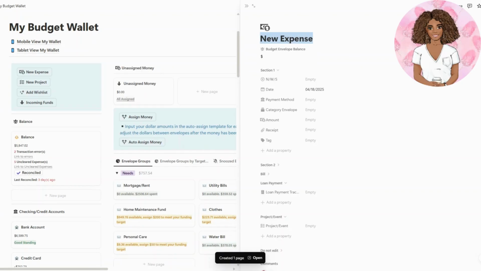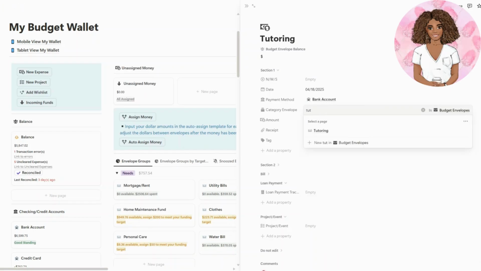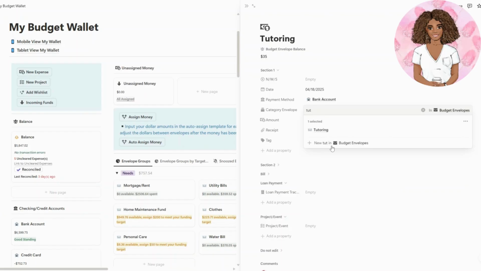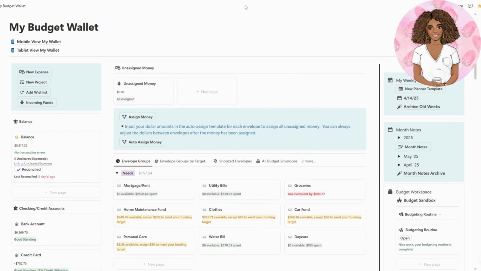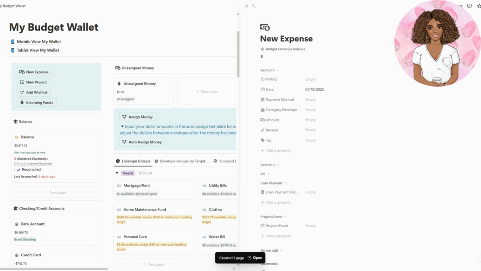The first one is a tutoring bill that was paid out of my checking account. And this one is coming out of my tutoring envelope, and the amount was $30. And that's it. Okay, we can close that and move on to the next.